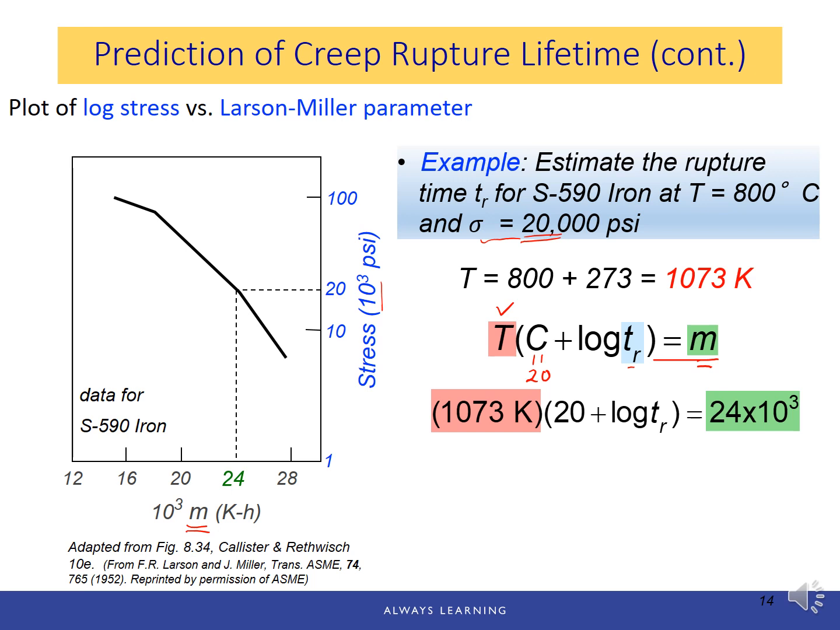Substitute all the values in the equation. Temperature times 20 plus log T sub r equals 24 times 10 to the third. Keep in mind, this is in the thousands scale. And now we can solve for T sub r, which is 233, and the unit is hour, because based on the unit shown on this plot, the Larson-Miller parameter is Kelvin hour. So Kelvin is the unit of the temperature, and hour is the unit of T sub r.